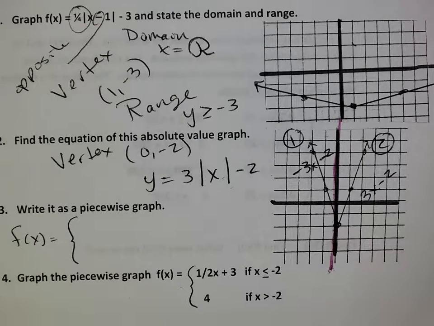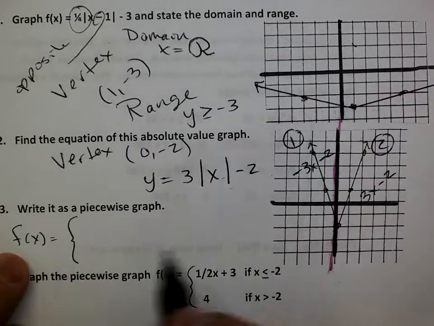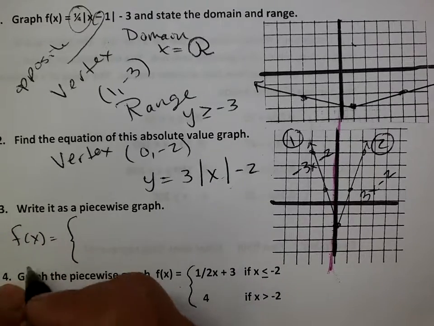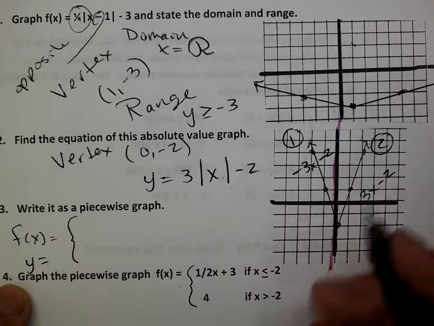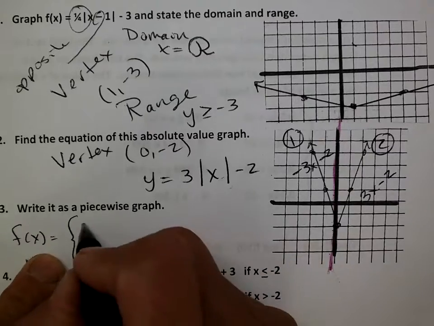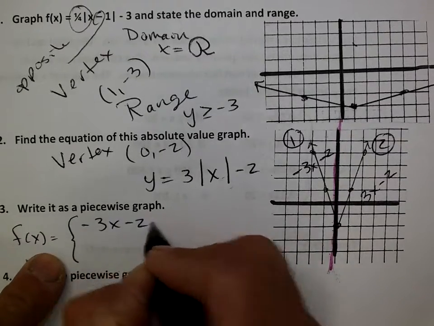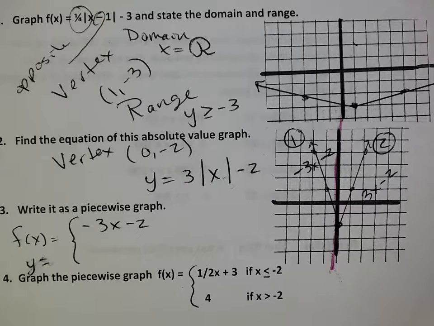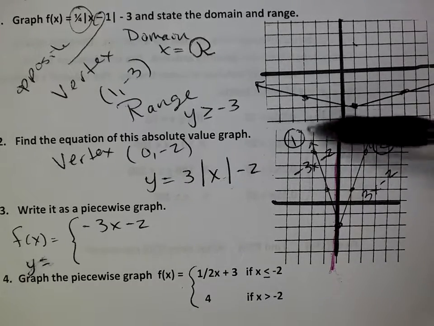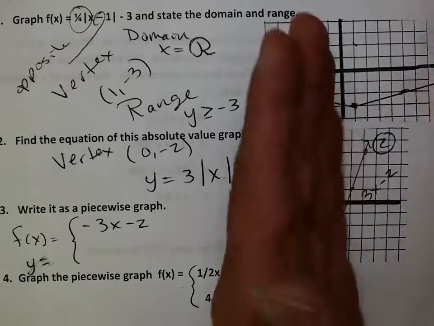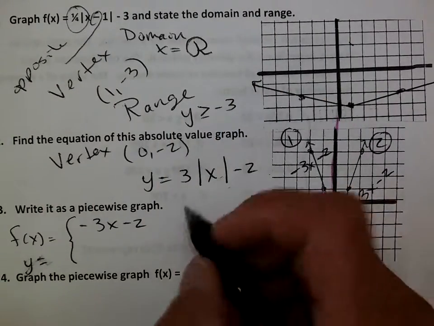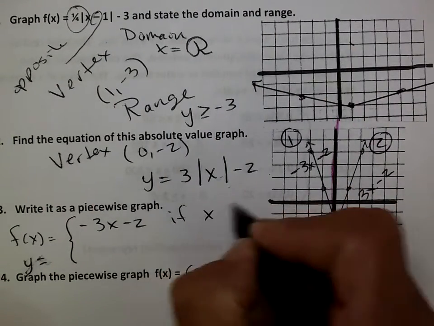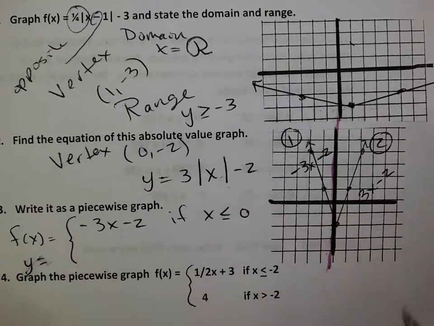So when I do a piecewise, I have to say both equations, and then I'm going to say where they exist. So the first equation is y equals, but f of x and y are the same thing, right? So I'm going to say f of x equals negative 3x minus 2. It starts at 0 and goes back. This graph, equation 1, starts at x equals 0 and goes back. So I'm going to say if x is less than or equal to 0.